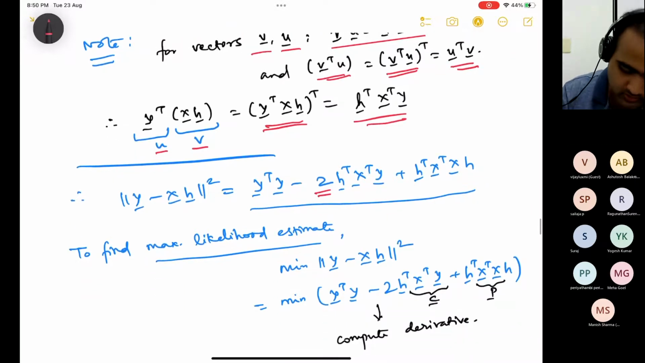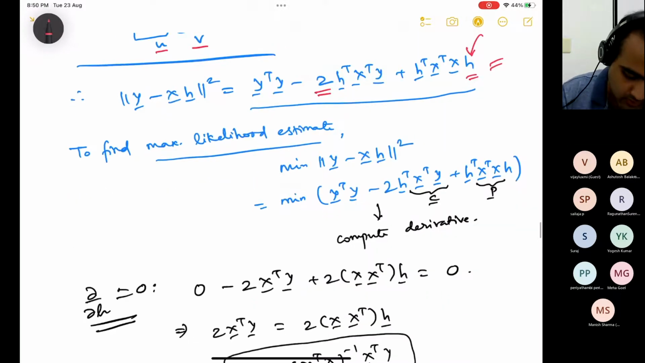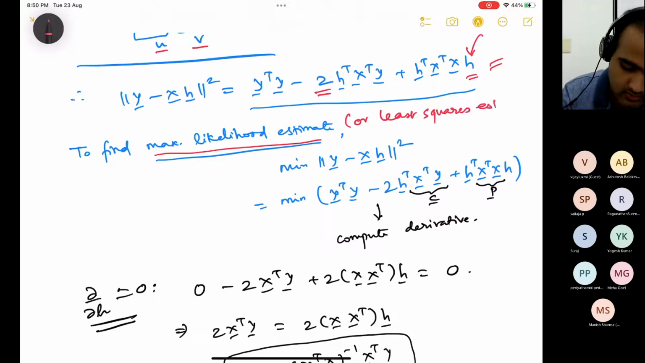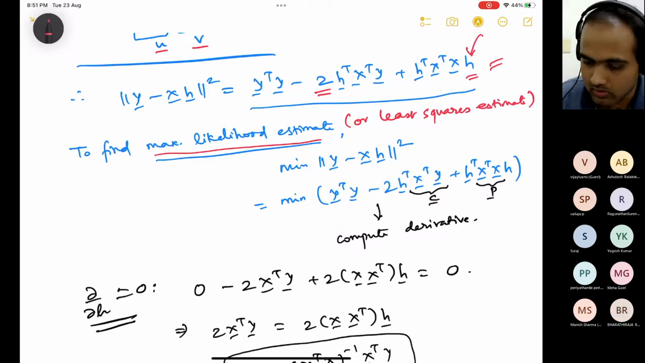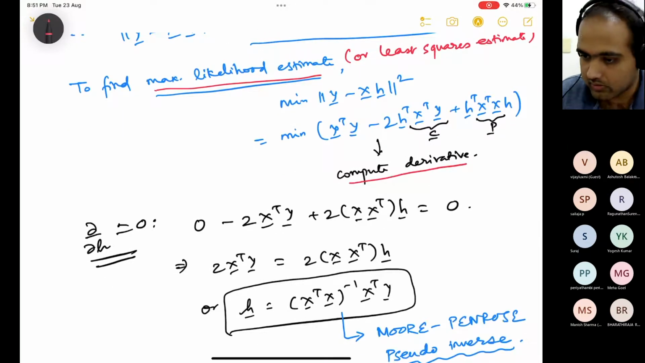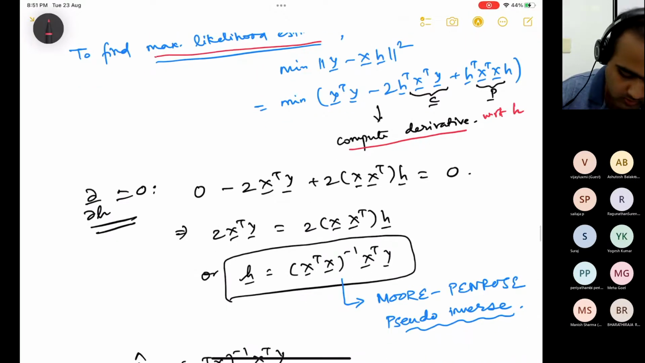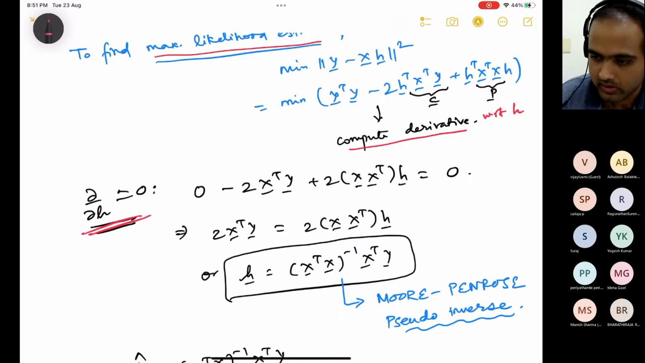Okay. So now this is my function, right? This is my least squares function which we need to solve. And what is our objective? We need to find h, which is my channel vector. To find this maximum likelihood estimate or the least squares estimate, both are analogous, both are same. So how will we do it? We have to compute the derivative of this function with respect to h. So del by del h is 0, right? We need to equate the derivative to 0.